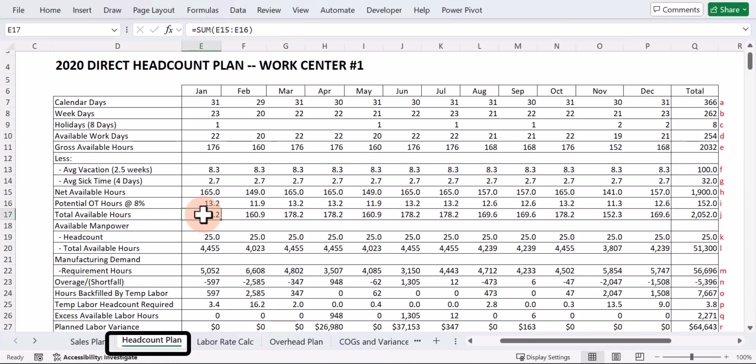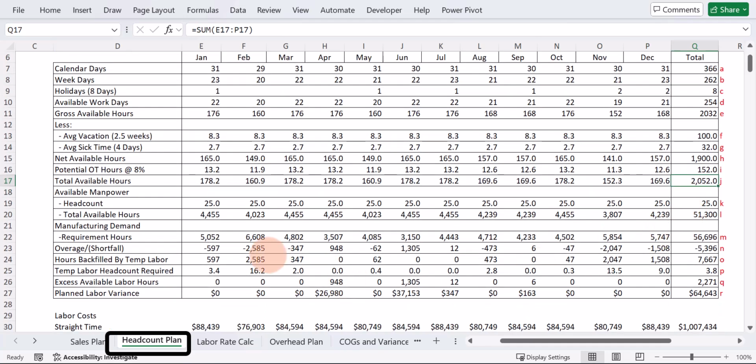So then that gets us to how many hours we have for an employee to be available to work on manufacturing, which is a little over 2,000 hours a year. Now, we have our head count here, which is going to be 25 employees, and we'll get into where that comes from in a minute. So 25 times the number of available hours tells us the total available hours for production work.